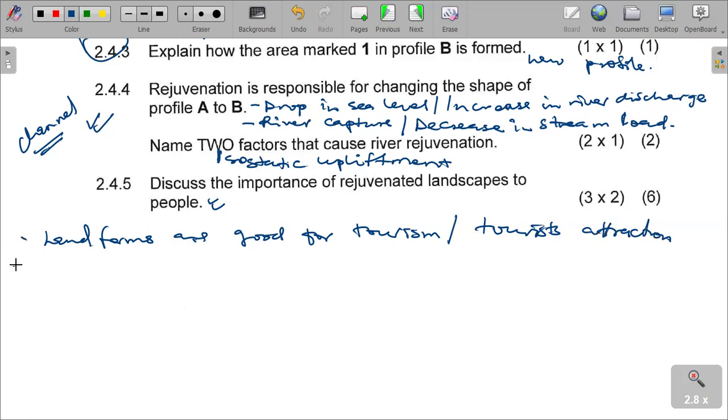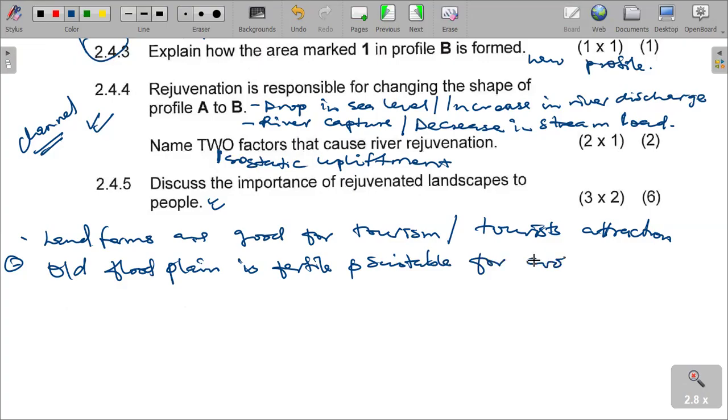We can also talk about old floodplain suitable for crop farming. Old floodplain is rich, is fertile and suitable for crop farming.